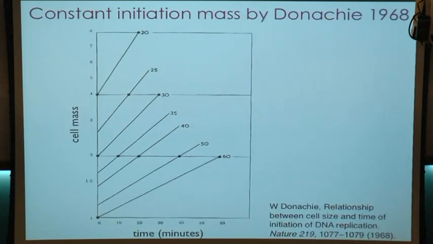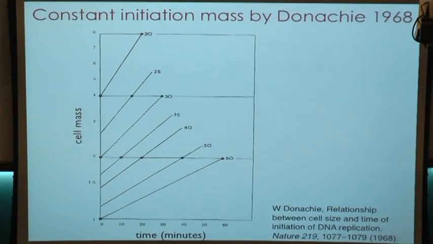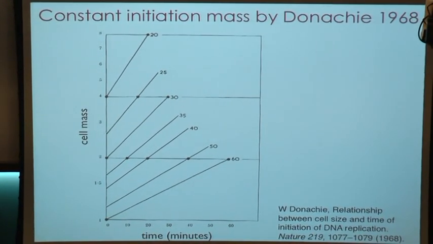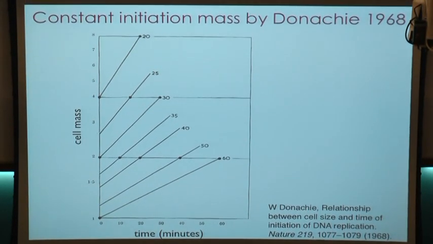Right. So let me talk about Donachie. Just hold on. This is the last part of the recap, which is Willy Donachie's analysis of the so-called constant initiation mass. It's a very important question. What Donachie did is very simple. He assumed both the growth law and the Helmstetter-Cooper model, and he simply wanted to first graphically figure out what the size of the cells is at replication initiation. So let's look at this particular line, for instance.